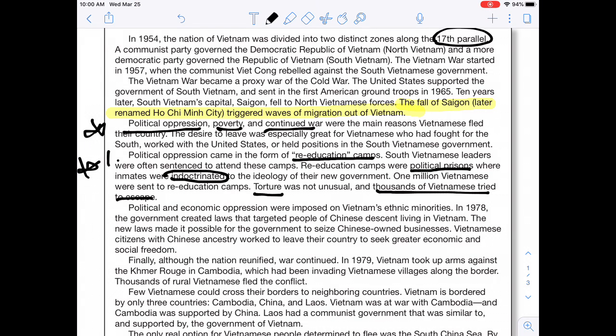So now I have the first consequence, political oppression, for the people of the South. And I have some important details that support that consequence. Re-education camps were like political prisons where people were indoctrinated. I'm going to look that word up to find out what it is. And there was torture and thousands tried to escape. So not a very nice place to be. That would definitely be one consequence for people of the South. I'm going to keep reading and find more consequences. I'm looking for three consequences for my paragraph, and I'll keep marking.